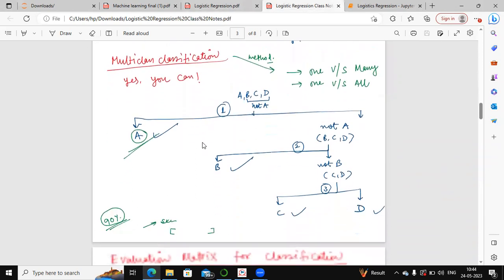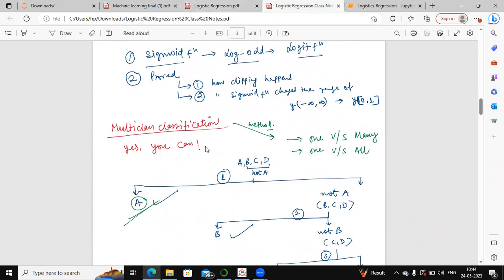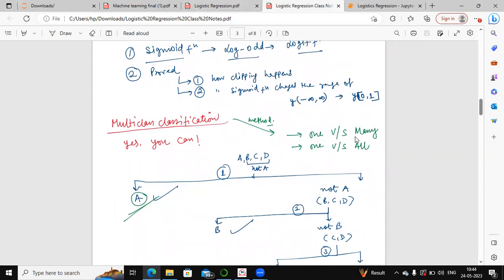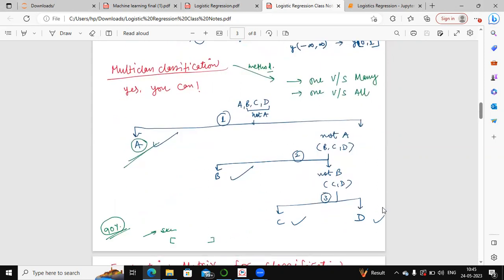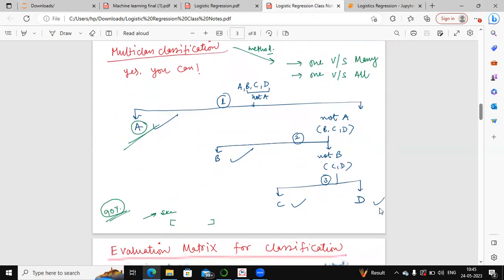So here is the multi-class classification. The method is one versus all. A, B, C, D: A not A, B not B, C not C, and C and D. So we had 3 steps, and within 3 steps we reached A, B, C, and D.